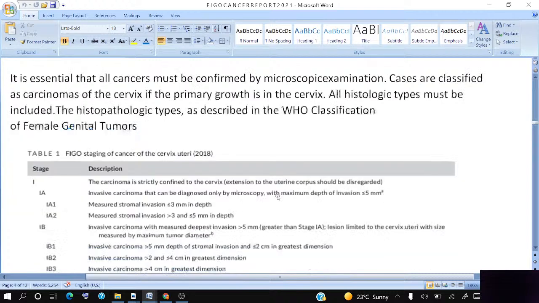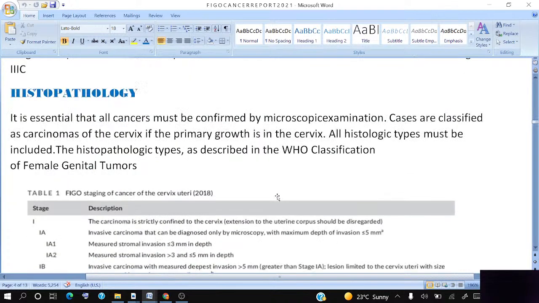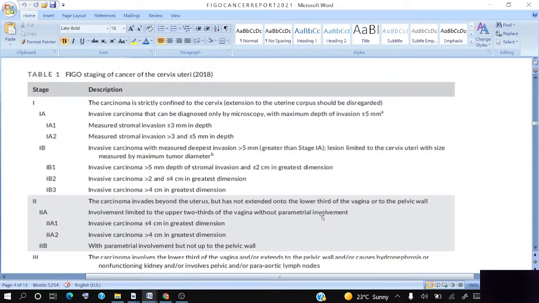So here we have the histopathology of the cancer. It is essential that all cancer be confirmed by microscopic examination. So the cases are classified as carcinoma of the cervix. For the primary growth of the cervix, all histological types must be included, with the histopathological type described according to the WHO classification of female genital tumors. If we see this table given by FIGO, the staging of cervical cancer in 2018, we can understand it more.